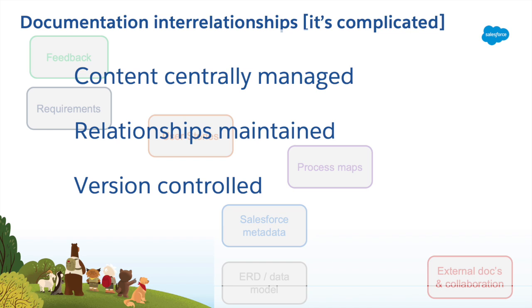The second thing is we need some way of making sure we maintain all those relationships between each of those different items of content. And some of those relationships are quite difficult to maintain when you think about how much your Salesforce metadata is changing over time. But again, it's important those relationships are maintained so that we have a complete picture of your implementation.